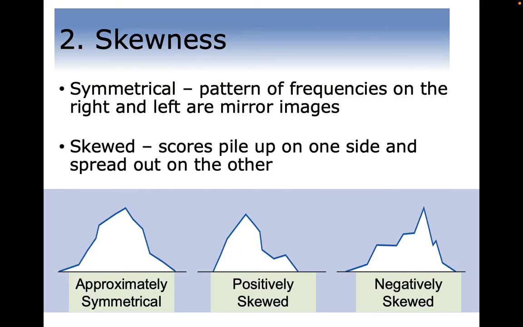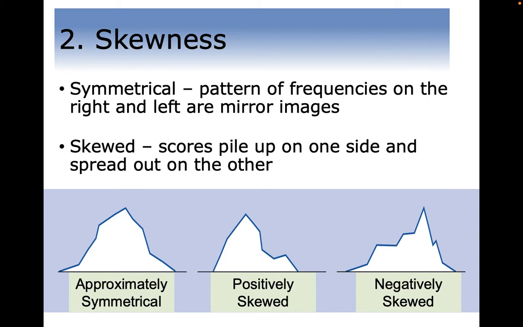All right, so the next characteristic to describe distributions is skewness. What we're talking about is whether distributions have symmetry or a lack of symmetry. A symmetrical distribution is one in which the pattern of frequencies on the left and the right side are mirror images of each other. A skewed distribution, on the other hand, is one in which the scores pile up on one side and spread out on the other side. So it's a distribution that is not symmetrical.